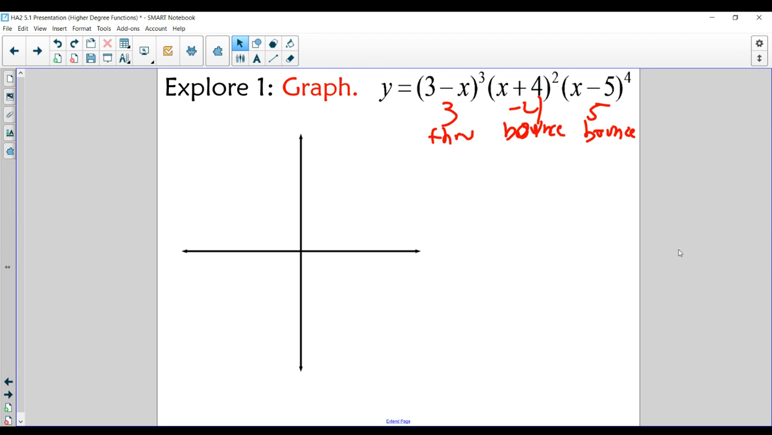All right, and our y-intercept, let's find this one here. So we're going to have 3 cubed times 4 squared times negative 5 to the 4th. So when I multiply that out, 3 cubed times 4 squared, so 16, times negative 5 to the 4th would be 270,000.